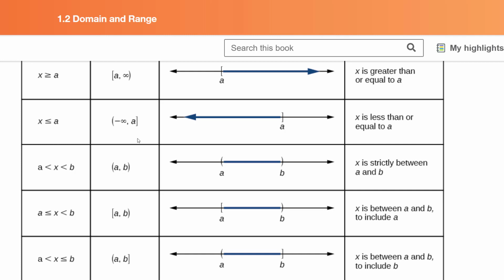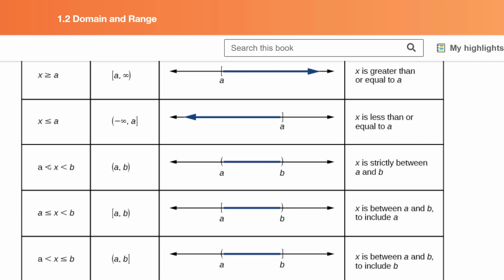Here is the notation for x less than or equal to a. We go from negative infinity, still can't include it, all the way up to a. We include a by using a square bracket. This is x is between a and b. X is between a and b, and here is how you do it in interval notation. So you'll notice already that this is easier to write.